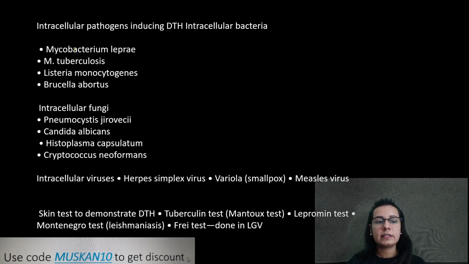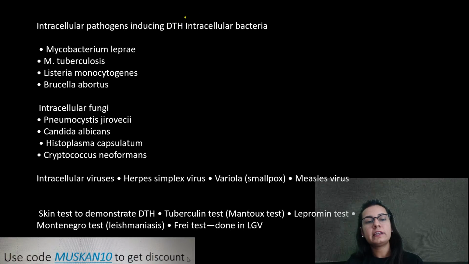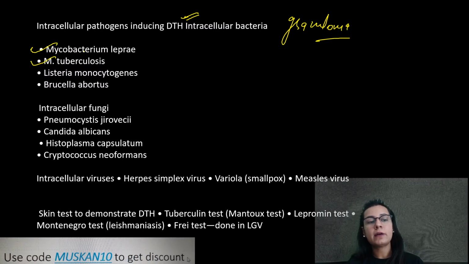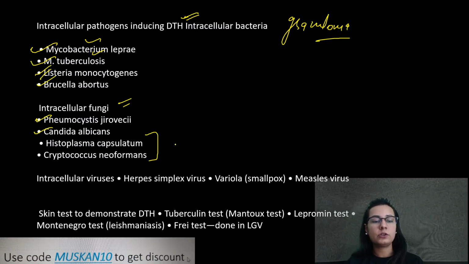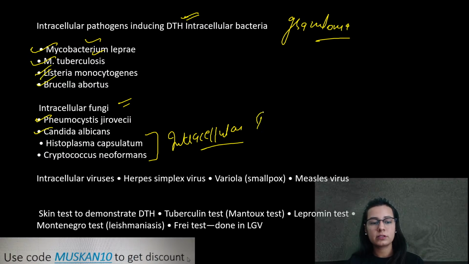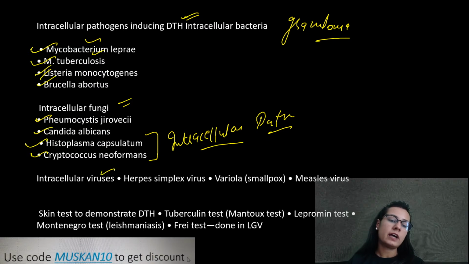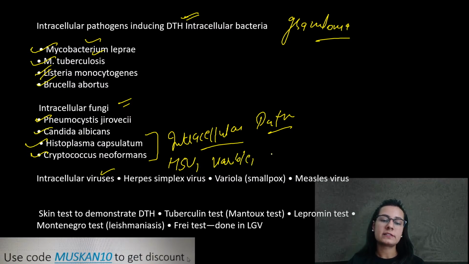Now, where are the examples where DTH is occurring? Wherever granuloma formation is occurring, right? That is TB, Mycobacterium, Listeria, Brucella, and fungi like Pneumocystis and Candida. And we already know these are intracellular pathogens: Histoplasma capsulatum and Cryptococcus, and the viruses, that is herpes, variola, and measles.